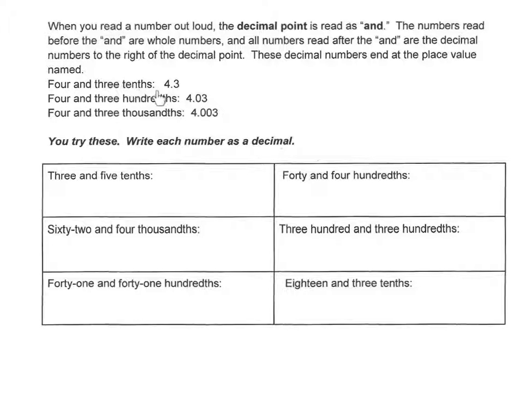4 and 3 tenths is written as 4.3. 4 and 3 hundredths reads 4.03. 4 and 3 thousandths is written as 4.003. So let's take a look at the next one.